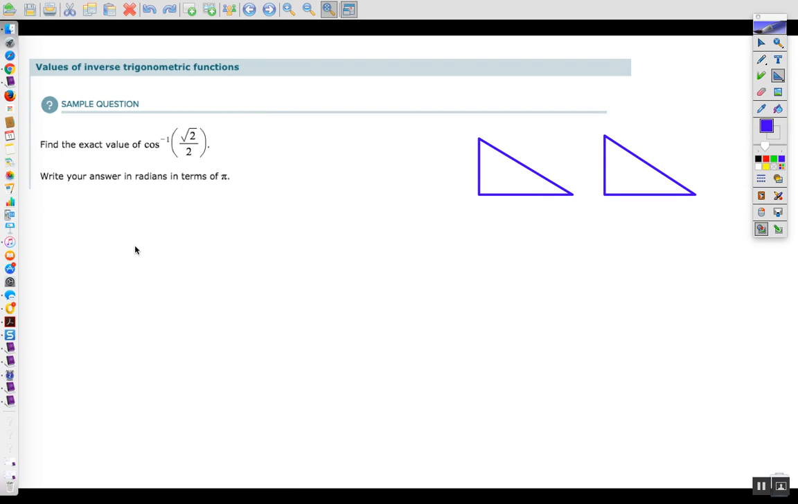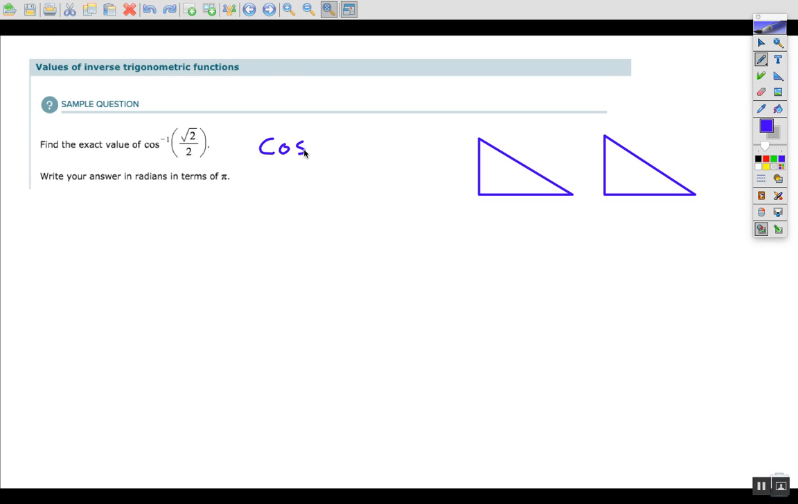All right, the goal of this lesson is to understand how to find the value of inverse trig functions without a calculator. So anytime a math question is looking for an exact value, that typically just means don't use a calculator. So inverse trig functions are actually asking you to solve for angles.